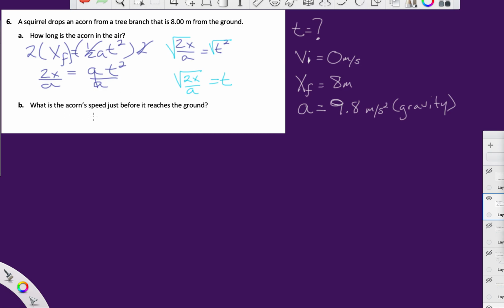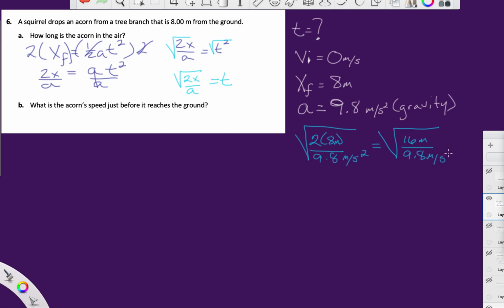So let's go ahead and do that. And I'm going to need time so I can find out what the acorn speed is in the next part. So let's go ahead and put that in. I have 2 times 8 meters over gravity, which is 9.8 meters a second squared. And so I'm going to move this over here and say this is the same as 16 meters divided by 9.8 meters a second squared.